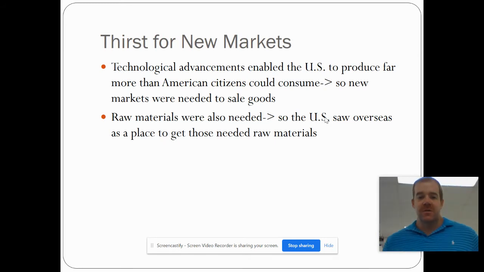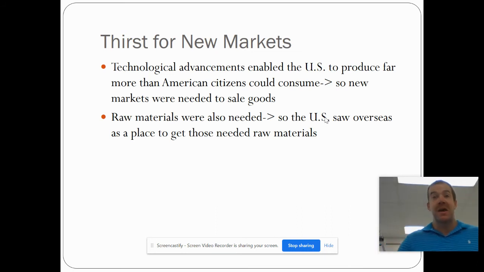Thirst for new markets. I mentioned this before. At the time, with that industrialization that had gone on in America, America was able to mass produce products now, far more than American citizens could consume. So, because the country's producing all these products, well, now we've got to find a place to sell them. So let's expand our influence overseas. That's the idea behind it.